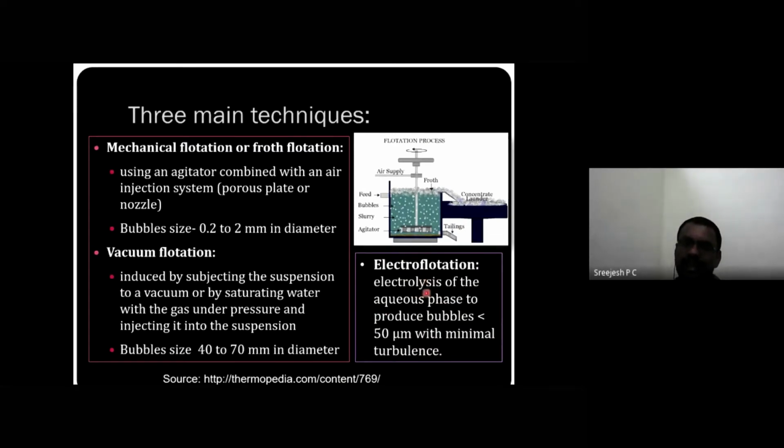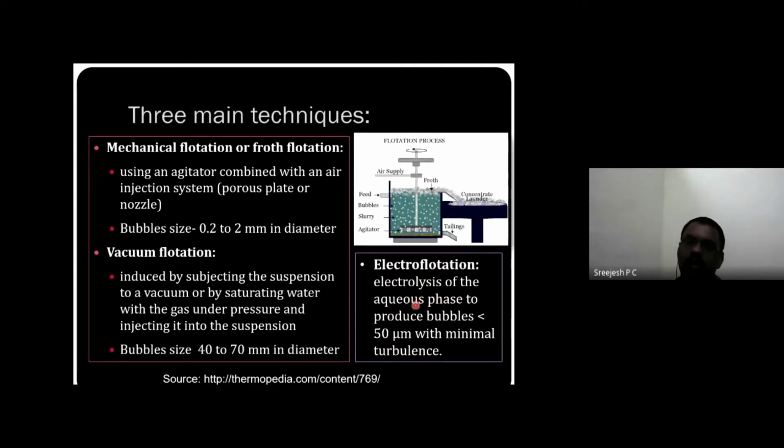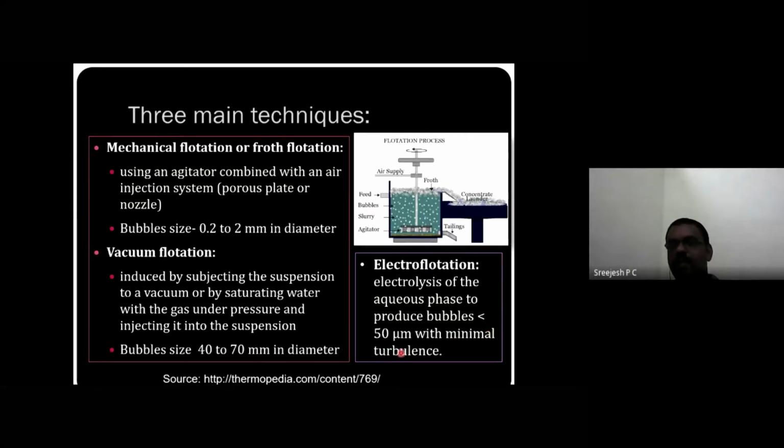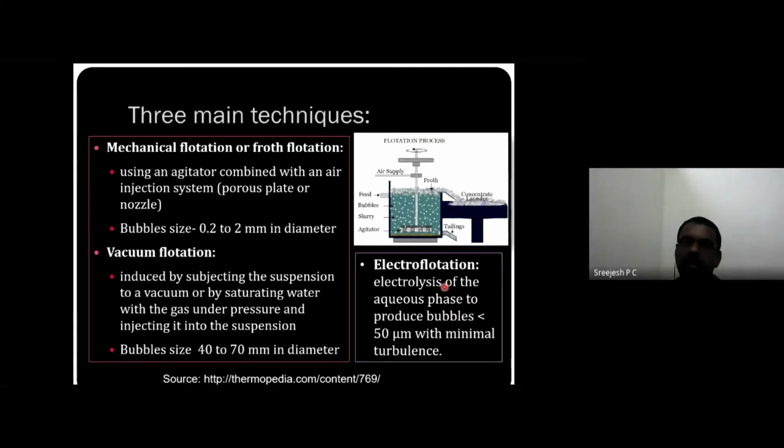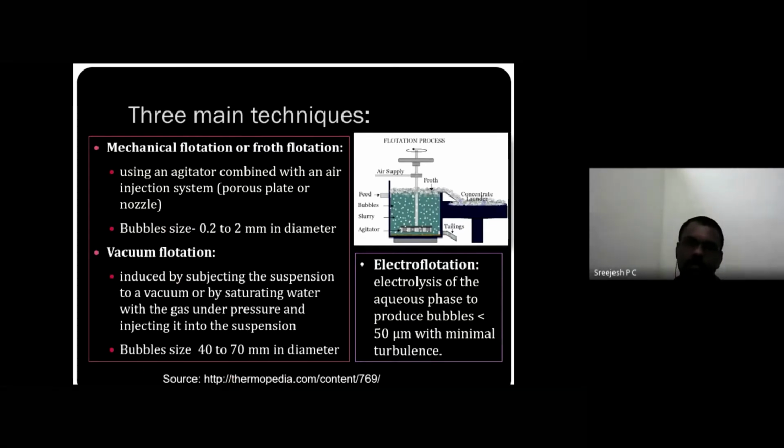Another interesting technique is electroflotation. Electroflotation is another technique where we will be doing the electrolysis of the aqueous phase to produce the bubbles, and the bubbles will normally be less than 50 micrometer in size, generated with minimal turbulence. So these are the three main techniques that we can use for the purpose of flotation. You can see the reference. If you want to read more about these three techniques, you can go to this particular site and read more about it.